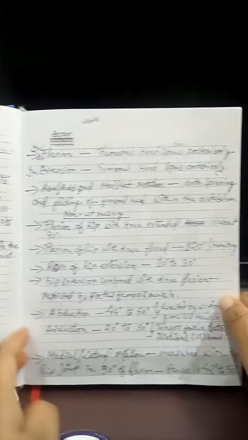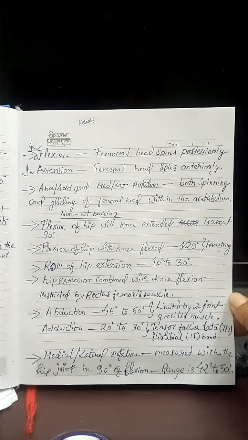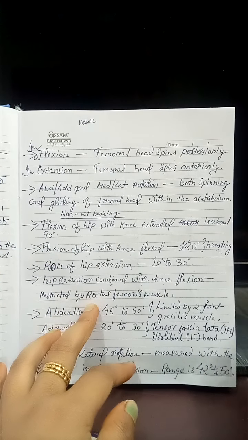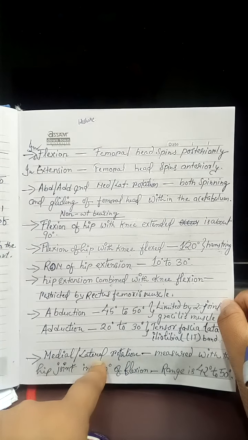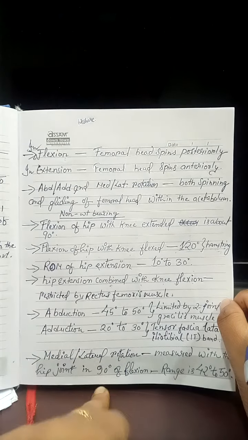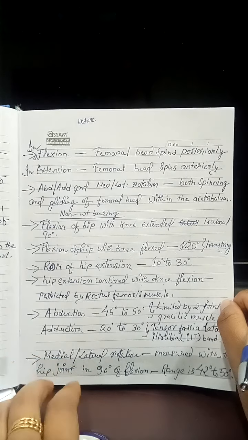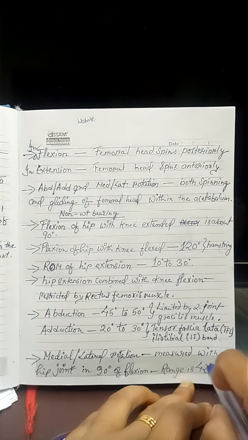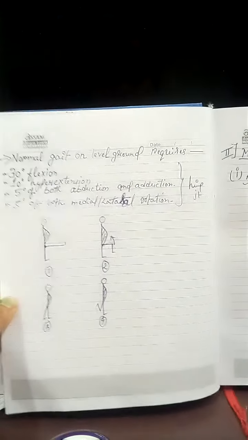And the last one is medial and lateral rotation. This is measured when the hip is in 90 degrees of flexion. The range is 42 to 50 degrees. For this I will attach one video, then you will know how we measure this medial and lateral rotation. But you just need to know the range is 42 to 50 degrees. Now moving on to the next.